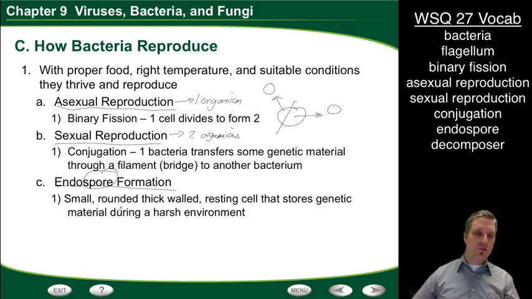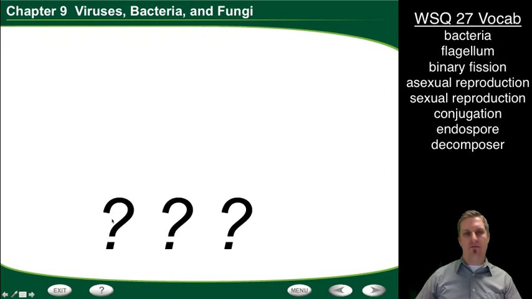And so endospore reproduction can take a long period of time. They can survive in really, really adverse situations, and their genetic material just sits there and waits in this endospore until the right time comes for them to go ahead and reproduce. So those are the three major types of bacterial reproduction.